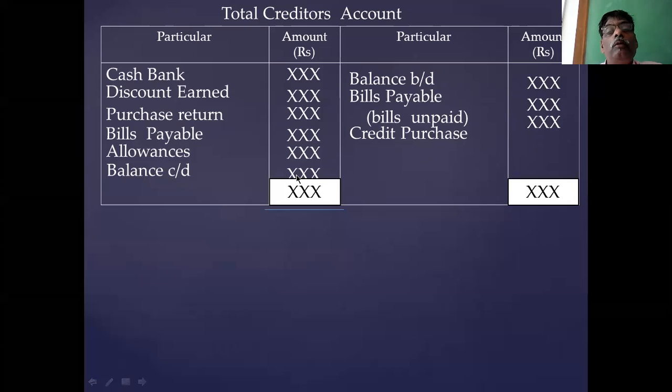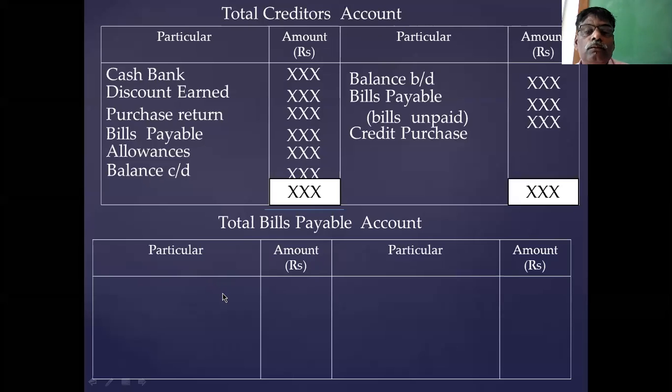If closing balance is given in the problem, then the difference is cash paid to creditor. You write it as cash paid to creditor. This is the point you remember. Its related account is the bills payable account. You draw the bills payable account, which is related with the creditor account. Bills payable is also a liability. Increase in liability is credited, decrease in liability is debited. This is your rule.